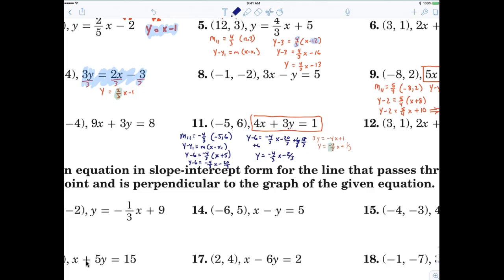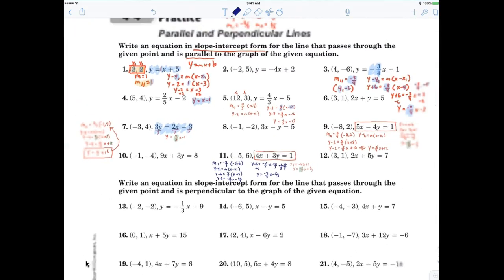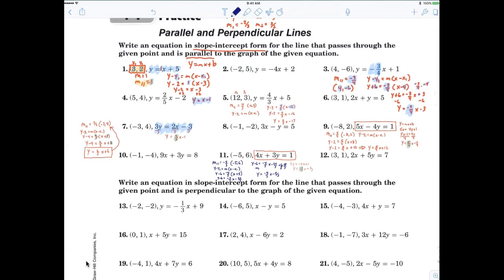Okay? So that's what we have now for 11. Now let's go down and quickly talk about perpendicular. If you refer to your notes, slopes of perpendicular lines are negative reciprocals. So basically the process is all the same.